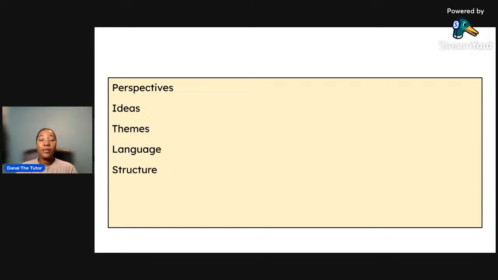Okay, so when it comes to some of the things that you need to focus on, perspectives, meaning the perspective, the point of view of the narrator or the writer, the ideas expressed. So in every mark scheme, they refer to the perspectives and ideas. So when it comes to AO3, you need to have a focus on the perspectives and ideas and compare how they are conveyed, how they're shown. The other thing that you can compare are the themes that come up between the texts. You can also compare language and structure.